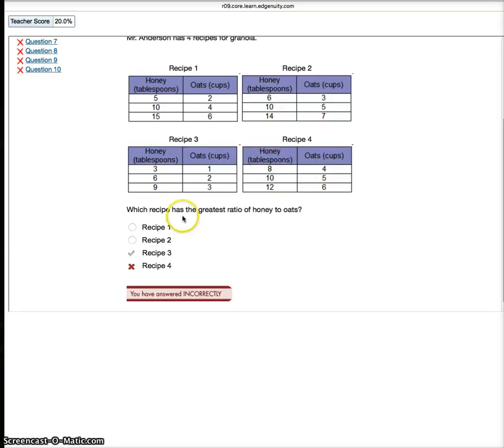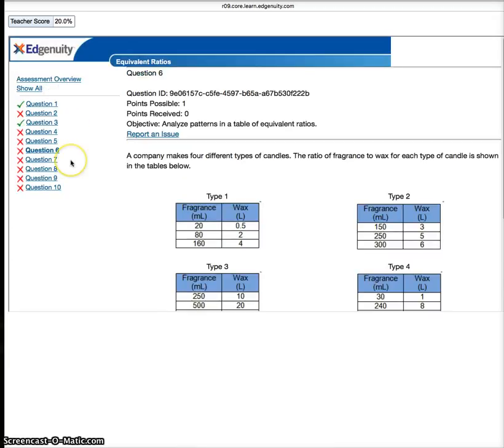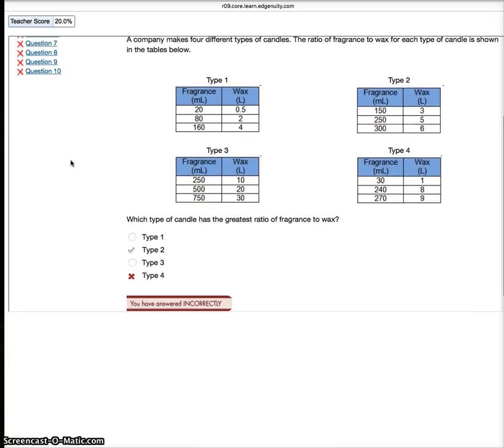So it says which recipe has the greatest ratio? That would be this one because it's 3 times as much, and that's higher than all the others. There was another one that's kind of similar to it. There's a few like this. And again, think of it like fractions or how much one side is multiplied by the other.